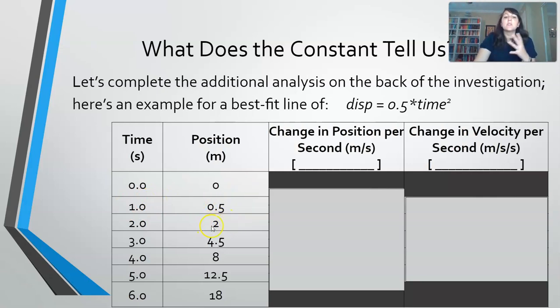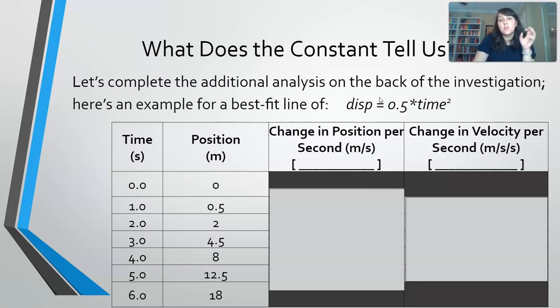And then the next line, I'm doing 0.5 times 2 squared, and so on and so forth, just plugging in each of these times from the first column into my equation of best fit from Desmos to calculate where I expect my cart to be at these 1 second intervals. Right? So that's item number 1 for you.